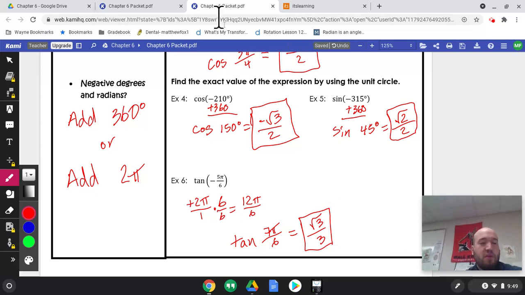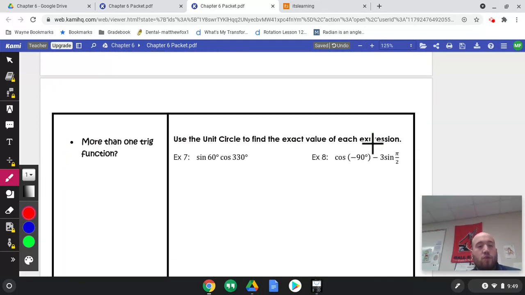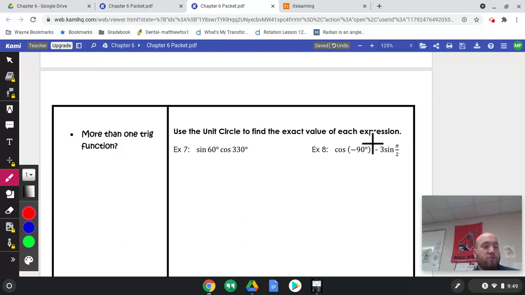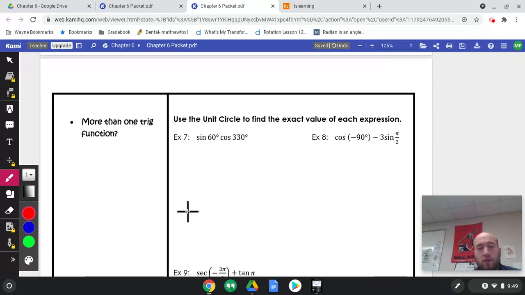So now, flip to the back. We're just about done. One more concept we want to talk about today, and that is, what do we do if there's more than one trig function present? It's not that much harder. It's kind of like two problems put together, and then we do the algebra behind it.